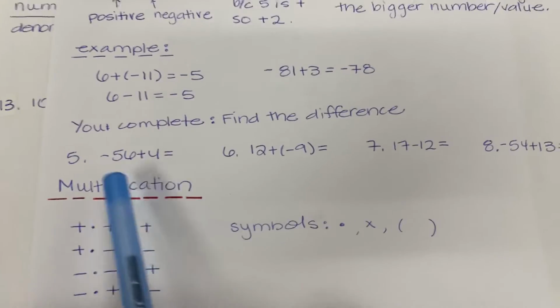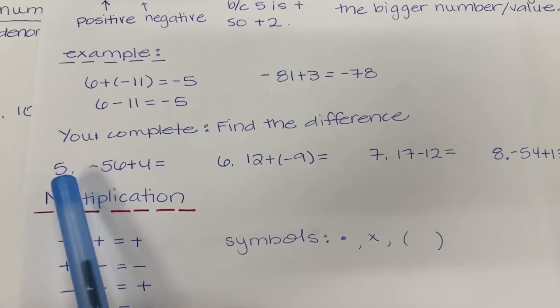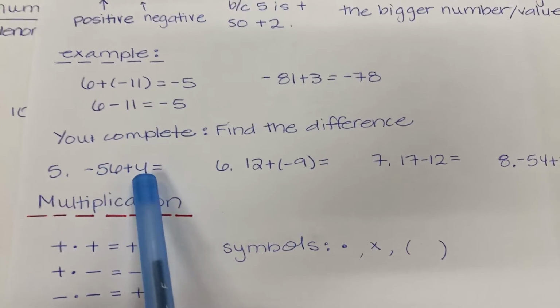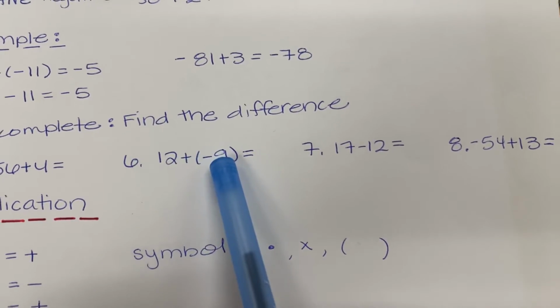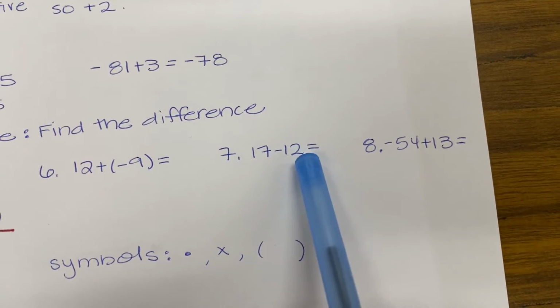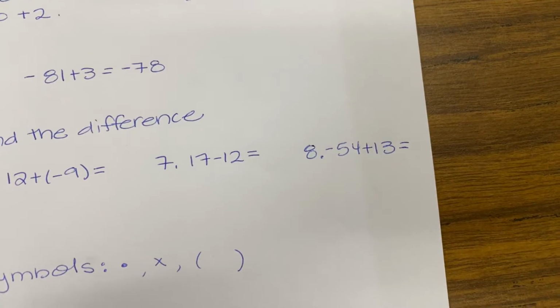Okay, you're going to complete these 4 problems. Question 5 is negative 56 plus 4. 6 is 12 plus negative 9. 7 is 17 minus 12. 8 is negative 54 plus 13.